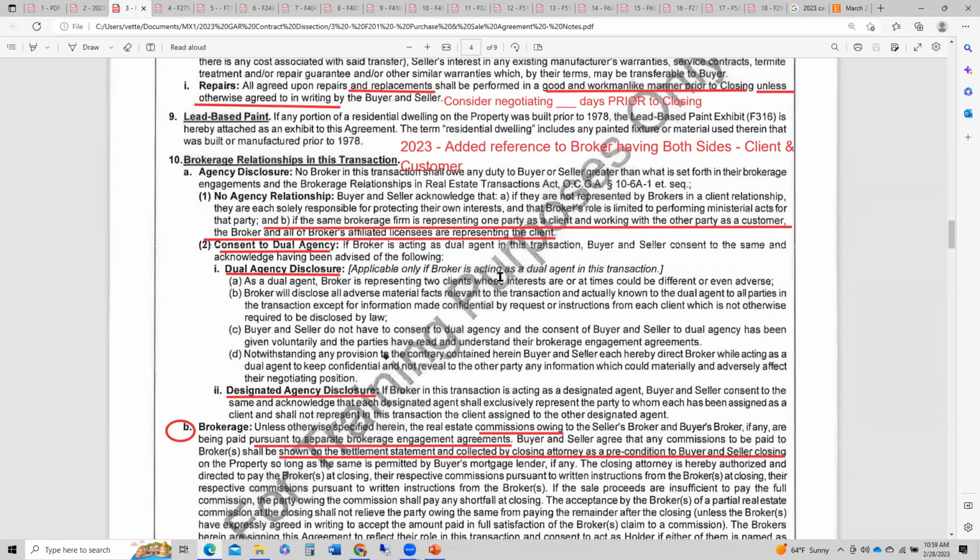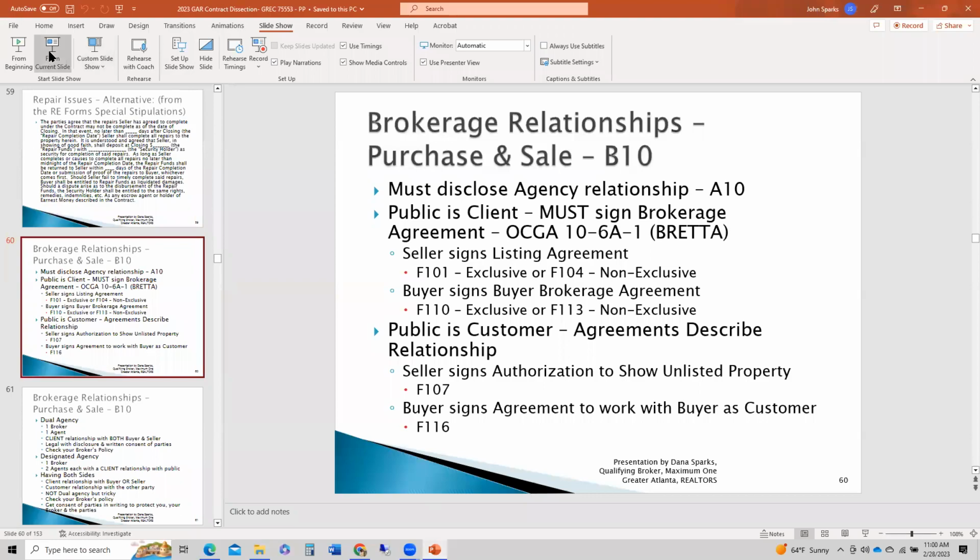So here's where we are in the contract. We're under paragraph B10, brokerage relationships. And in 2023, the Georgia Association of Realtors Forms Committee did add a sentence referencing if a broker has both sides of a contract, but not in a dual agency relationship. So in other words, you're working with one side as a client and a customer. Let's say you have a listing agreement signed with the seller and you get a signed call, but the buyer does not sign a buyer brokerage agreement. That would be having both sides. Or if you have a buyer signed to a buyer brokerage agreement and they go buy a for sale by owner, that would be both sides, but not dual agency. So let's knock out these next couple of things and then we'll take a break.